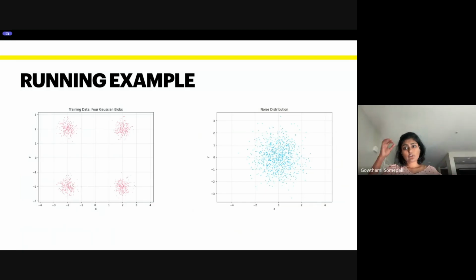Cool. Like I mentioned before, first of all, when you take an image, even a small image like 32 by 32 pixels, the dimensionality of it is really high, right? It's 32 into 32 into 3, approximately a 1,000 dimension space.